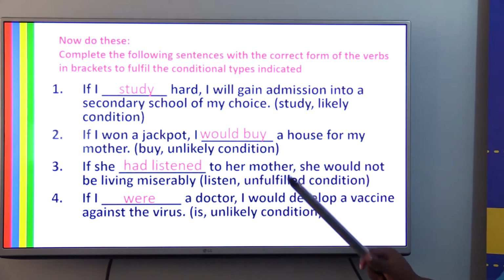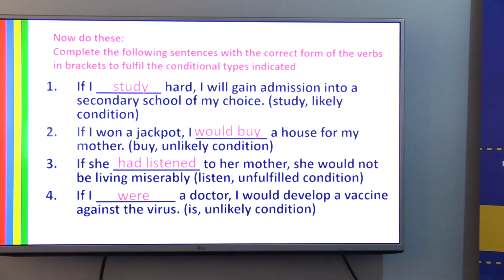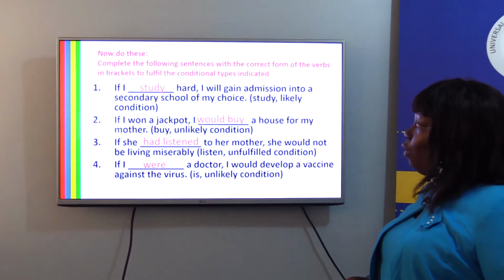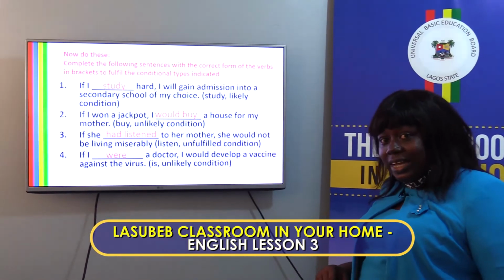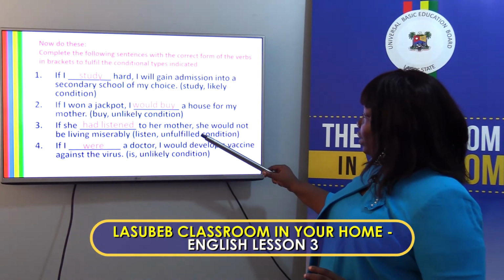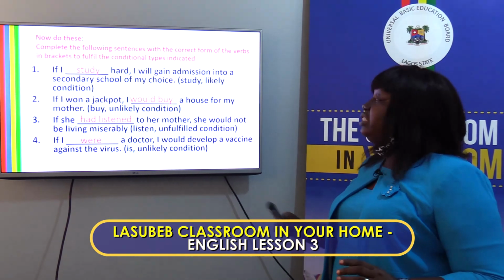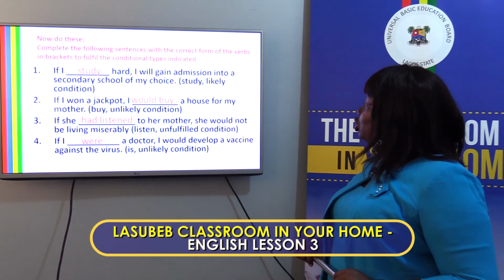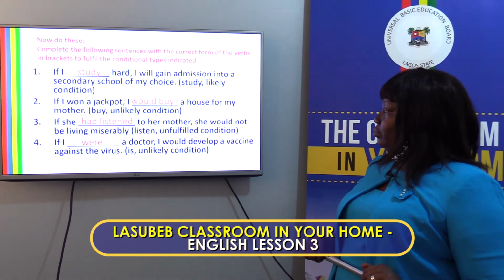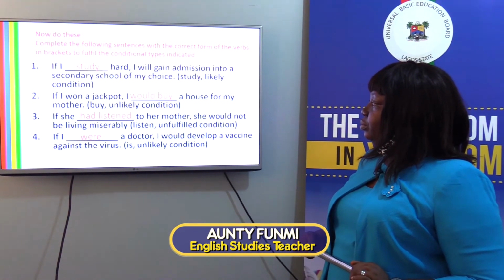If I won a jackpot, I would buy a house for my mother. Did you get that correct? If she had listened to her mother, she would not be living miserably. That is the unfulfilled condition.